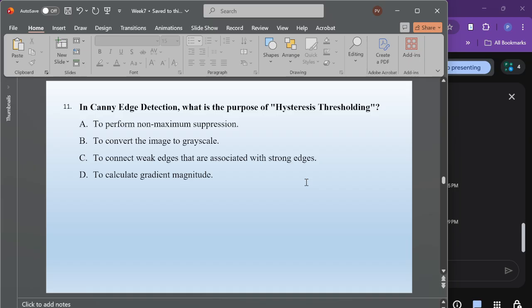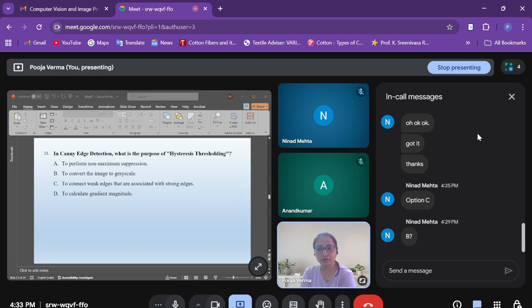Our next question is: in Canny edge detection, what is the purpose of hysteresis thresholding? Option A, to perform non-maximum suppression. Option B, to convert the image to grayscale. Option C, to connect weak edges that are associated with the strong edges. Or option D, to calculate gradient magnitude. Which option can be the correct one? In Canny edge detection, what is the purpose of hysteresis thresholding? Anyone would like to answer this question?